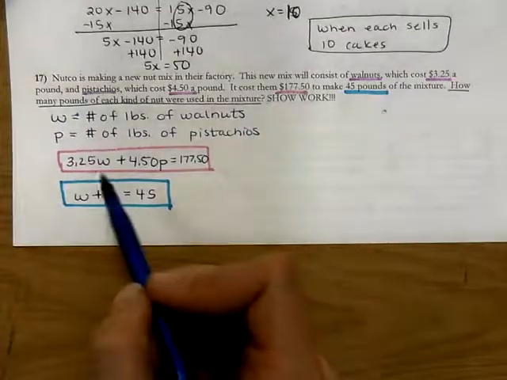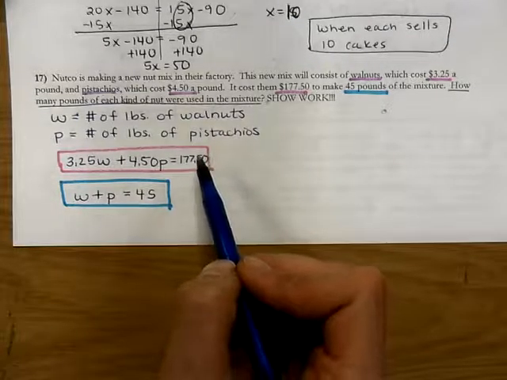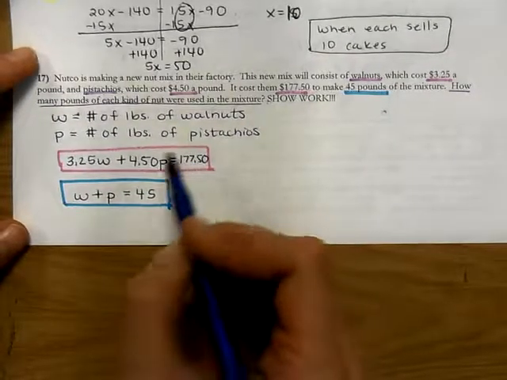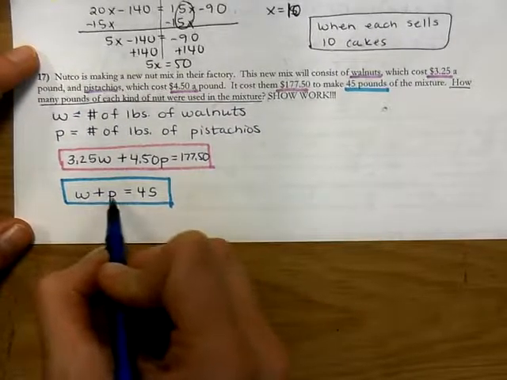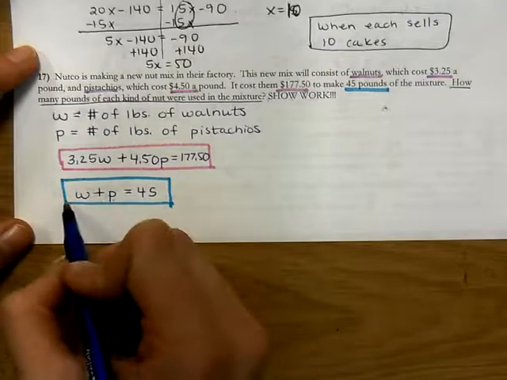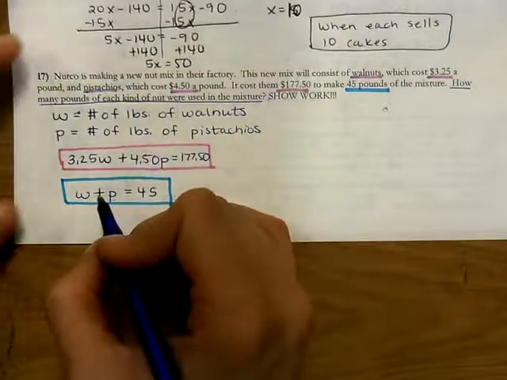If we don't like to deal with decimals and trying to multiply by 100 to get rid of the decimals, then what we could do is use substitution. And substitution wouldn't be all that bad because in this equation W and P both have coefficients of 1, so it makes it easier to solve for them. So I'm going to go ahead and use substitution this time.